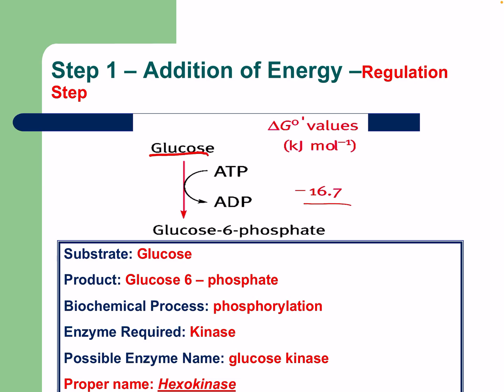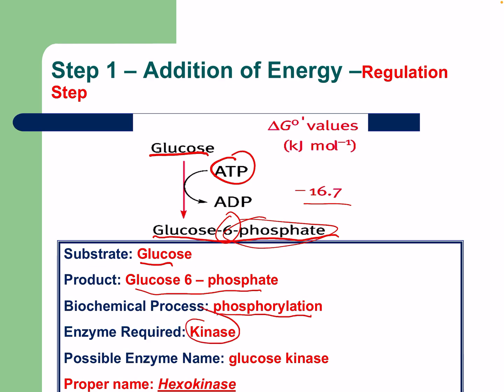So glucose, with the addition of ATP, with that phosphate becomes glucose 6-phosphate. This 6 indicates the carbon, so a phosphate is being added to carbon 6. Again, our substrate is glucose, the product is glucose 6-phosphate. The biochemical process is phosphorylation. We're adding that phosphate. Again, this uses a kinase, so this one was hexokinase. A possible name can be glucose kinase if you want to be technical, but the name is hexokinase.